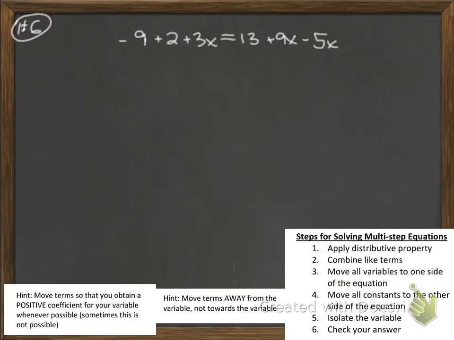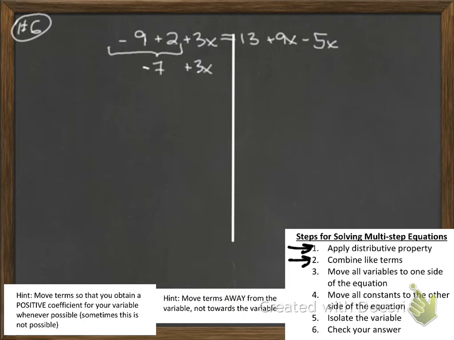So again, we're going to start by applying the distributive property. Here you can see there are no parentheses, so that is not a necessary step. Then we try to find out if we have any like terms. You can see here we have a negative 9 and a positive 2. We can combine them without moving anything to the other side of the equation. So negative 9 plus 2 is negative 7. Likewise, on the other side of the equation, I have a positive 9x and a negative 5x. When I combine those, that gives me positive 4x.